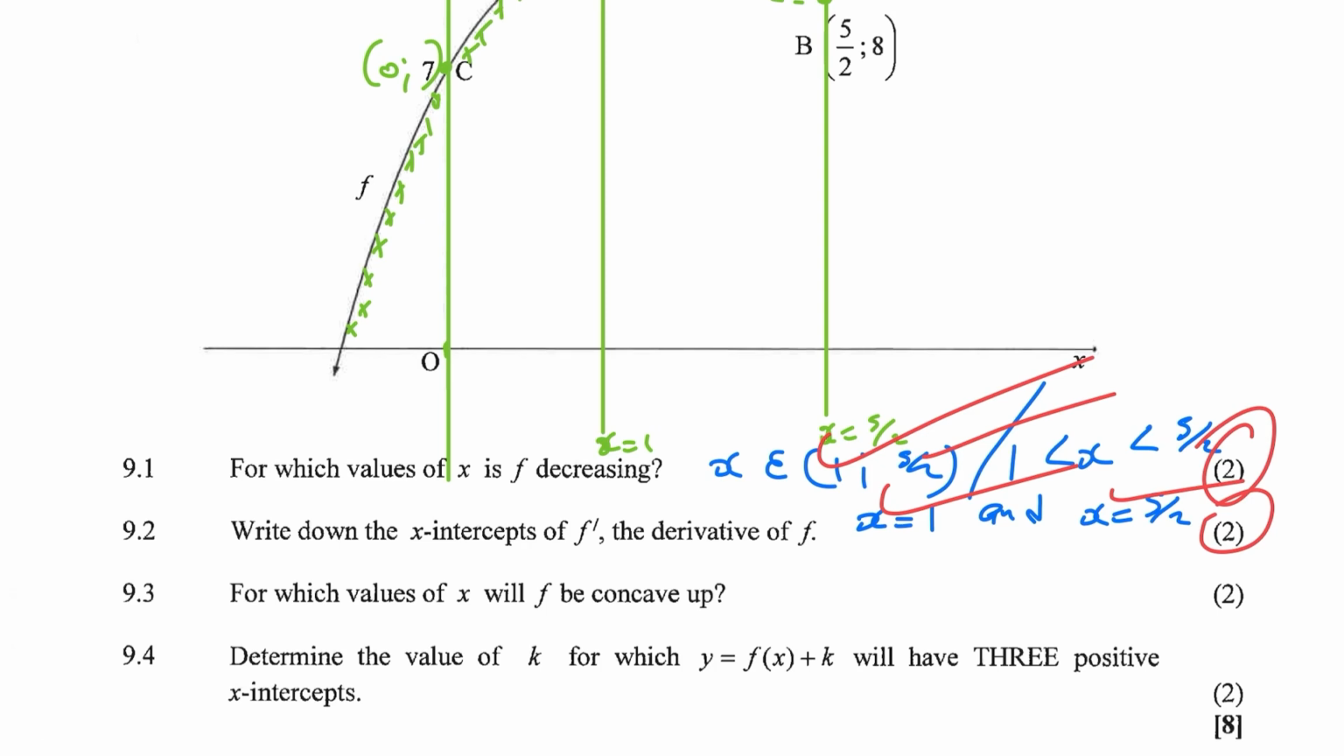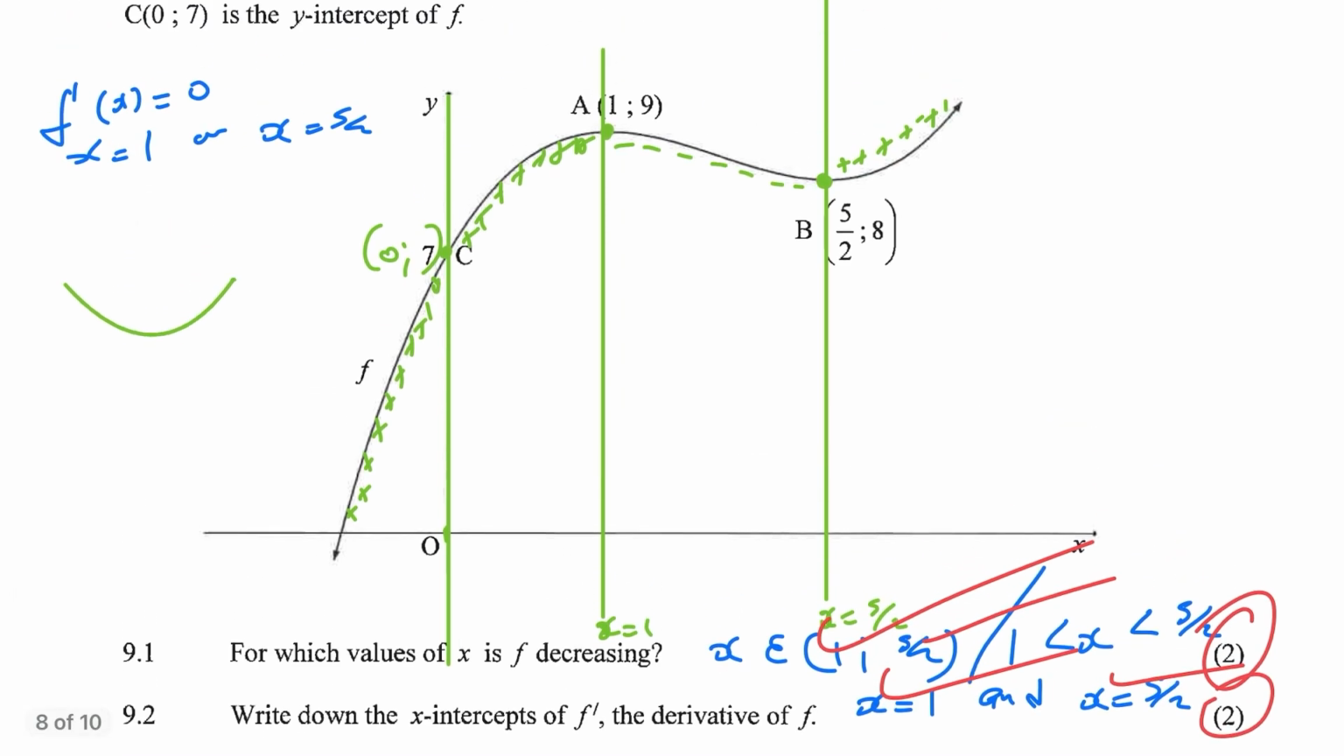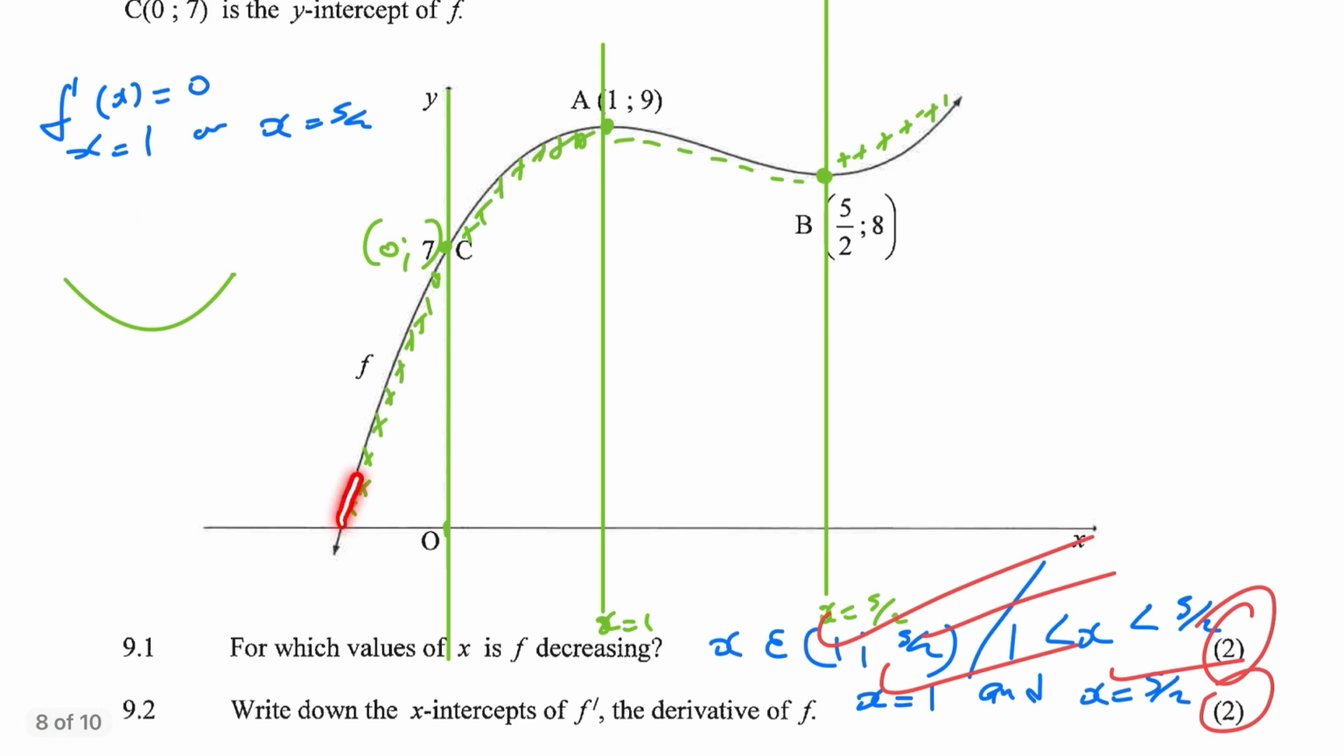But let's go to 9.3. For which values of x will f be concave up? Concave up, we're talking about something like this. This is concave up. But we need to figure out which point that is. So when you look at this point here, this is concave down, till somewhere here.